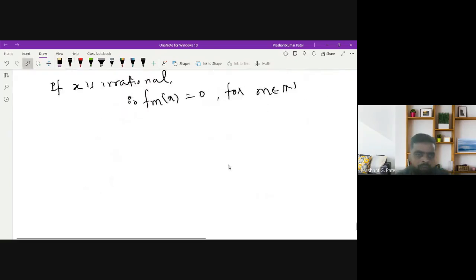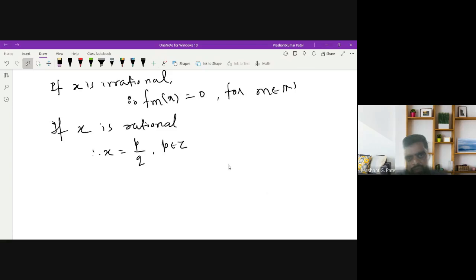Now if x is rational, then your x is of the form p by q, where p belongs to Z and q belongs to N, then this cos(m! pi x) whole power 2n.